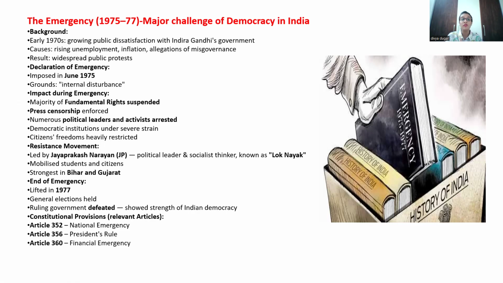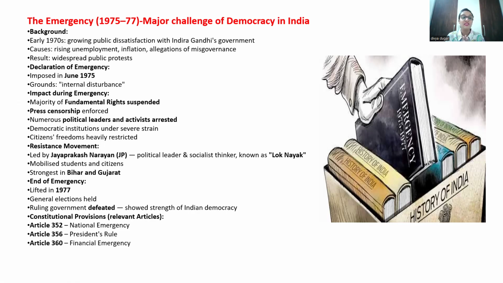And you know what was the impact of emergency? The fundamental rights were suspended. Press censorship was enforced, and many political leaders were arrested. Citizens' freedoms were heavily restricted. So many leaders started movements also, like Jayaprakash Narayan. He was a political leader, also known as Lok Nayak. He mobilized many students and citizens, and he was very strong in Bihar and Gujarat.